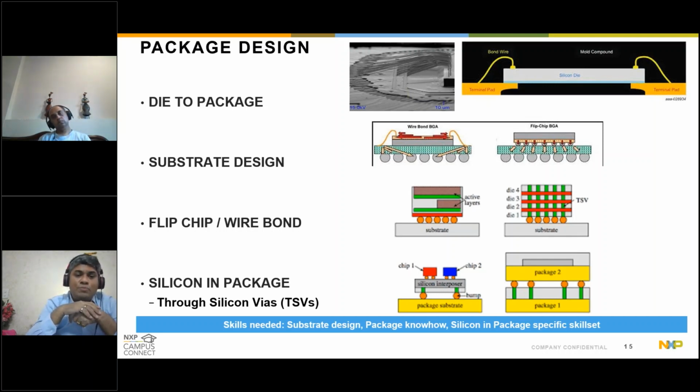Now there will be die to package. For example, a die means the one unit of that wafer which is cut out by a diamond saw. That is one die, right? Now this die has to be assembled in a package, and there will be these gold connections for the pins, etc.